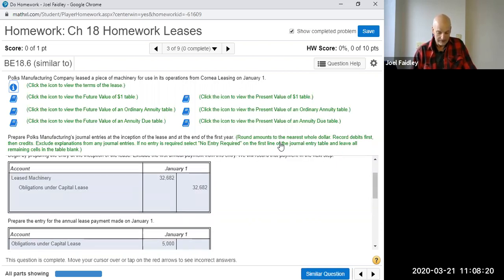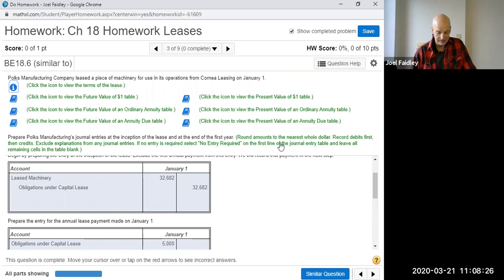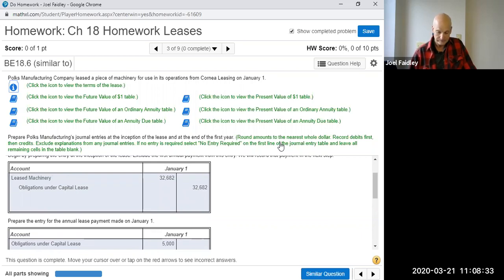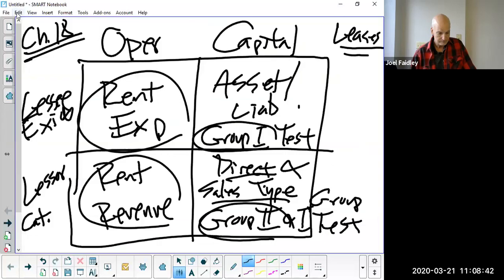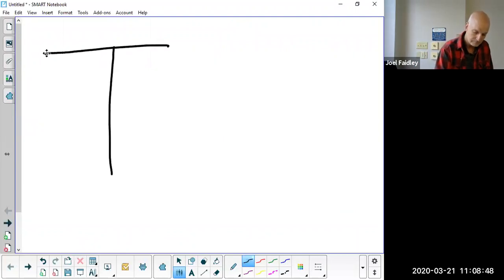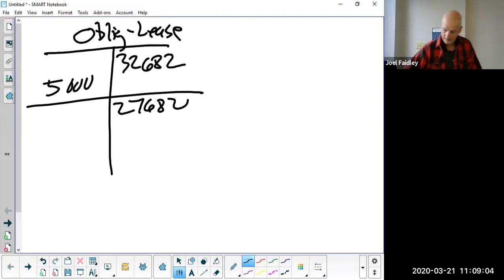32,682. Day one, same day when it's delivered, I got to make a payment, write them a check. But that's just a journal entry I'm making in accounting. But I got to make a cash payment, don't I, for $5,000. 32,682 minus 5,000. Now I'm what, 27,682? My obligation, lease? I get that right?